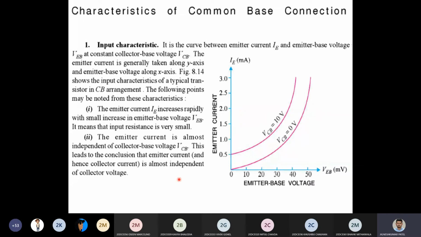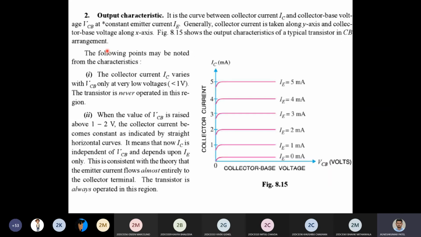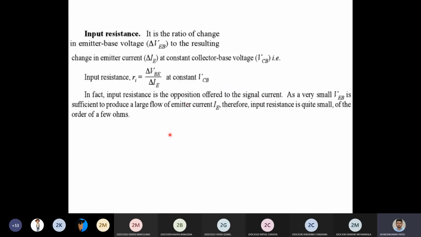So a question can be asked: explain the characteristic of common base connection. In the same way, there is a separate characteristic for each connection. This is for common base connection. So this is the input characteristic. There is one more characteristic, the output characteristic. This is how the input resistance is calculated. Input resistance Ri is equal to delta VBE upon delta IE. VBE is the voltage between base and emitter, and IE is the emitter current. So you can get your Ri like this.